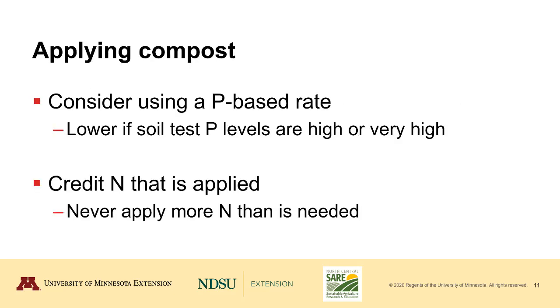So as we've discussed, compost has a low availability of nitrogen. So because of that, we recommend using a phosphorus-based rate. And then you can kind of adjust it if your soil test levels are already high for phosphorus. Maybe you want to use a lower application rate. And then if you have really low soil test phosphorus levels and want to build your phosphorus up a little, you could potentially tweak it to be a little bit of a higher rate. Big thing to remember though is to credit the nitrogen that's applied. And if you do want to apply a nitrogen-based rate, never apply more compost than meets the N needs.